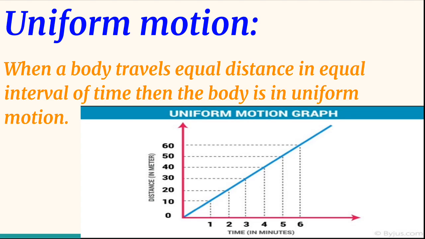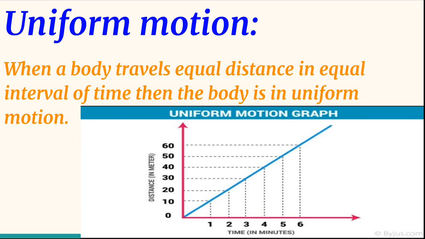Now we have to learn about uniform motion. When a body travels equal distance in equal intervals of time, then the body is in uniform motion. Suppose a body is traveling on a path, and in every 1 hour it is completing 100 meter.